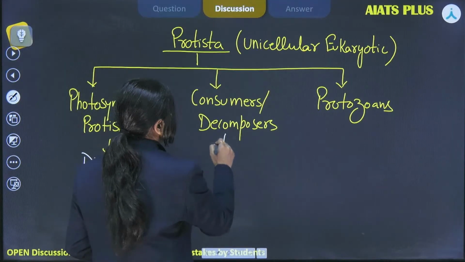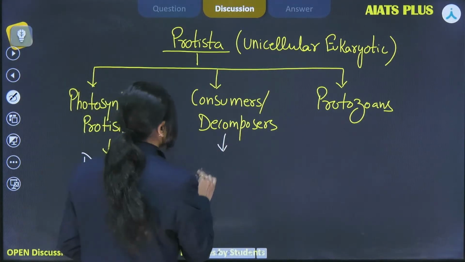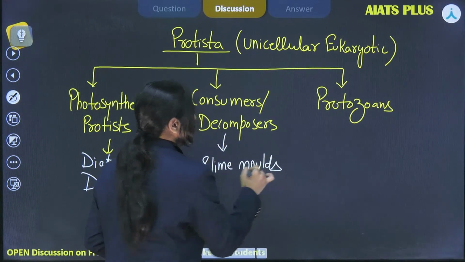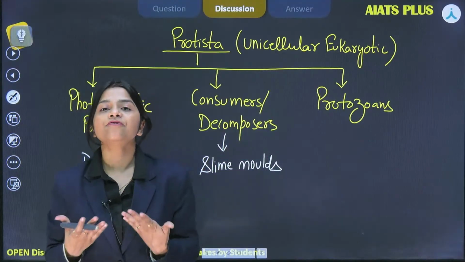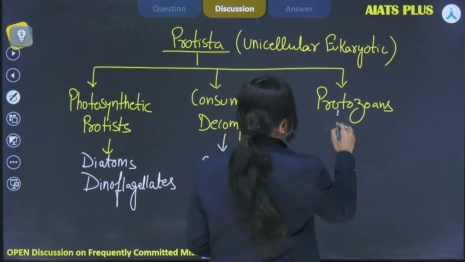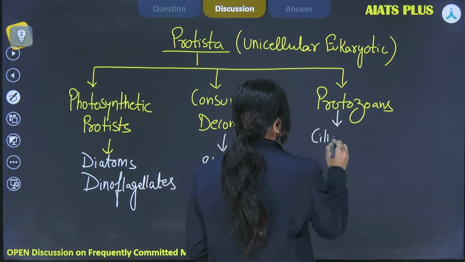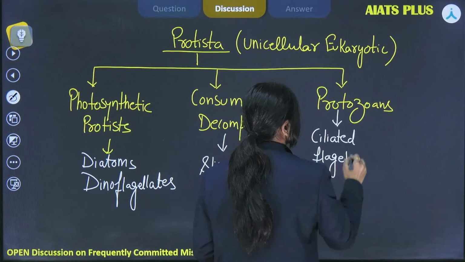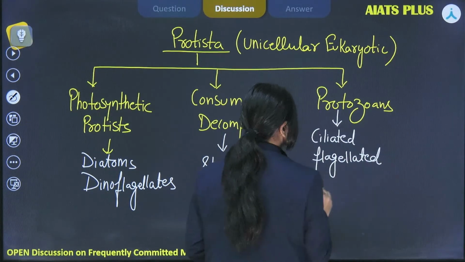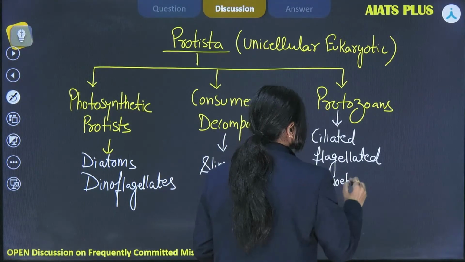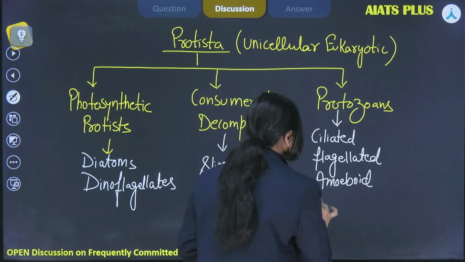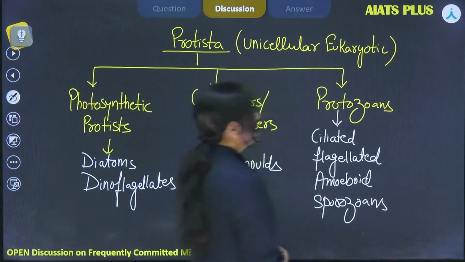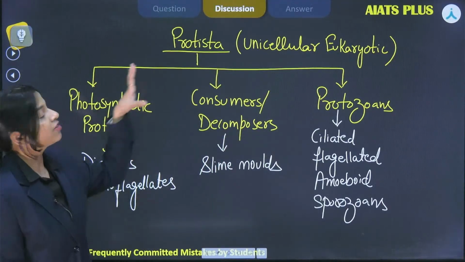Then consumers, which are acting as the decomposers, we have the slime molds. And the last one, we have so many different categories of protozoans, right? They are ciliated, flagellated, they can be amoeboid, right, as well as sporozoans like Plasmodium, right? So this is the categorization of kingdom Protista.